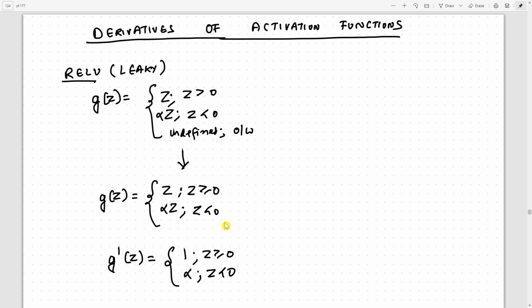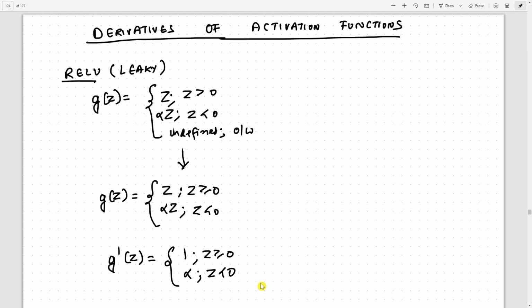For the Leaky ReLU, the functional form is fairly similar. The only difference being that g(z) is alpha z, where alpha is a small number, when z is less than 0. And we can also write this to make our life simpler as g(z) is z when z is greater than or equal to 0, or alpha z when z is less than 0. And if we compute the gradient with respect to z, it is 1 when z is greater than 0, and it is alpha when z is less than 0. These were the trivial cases.